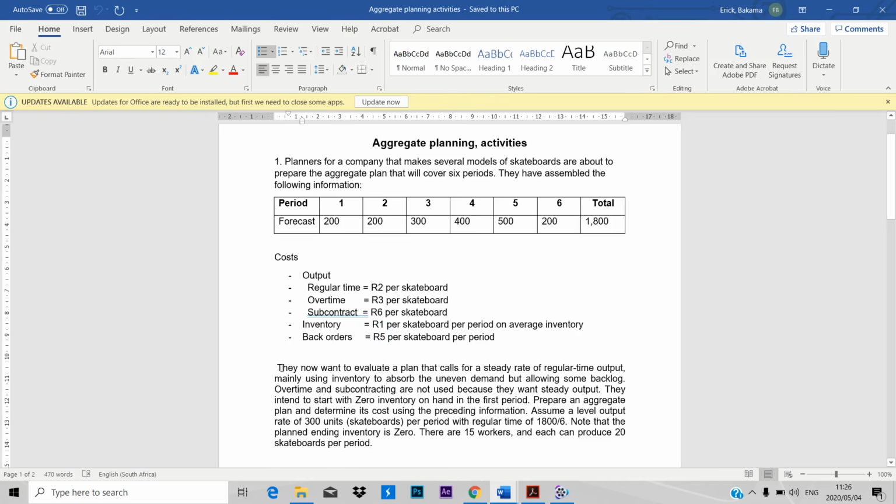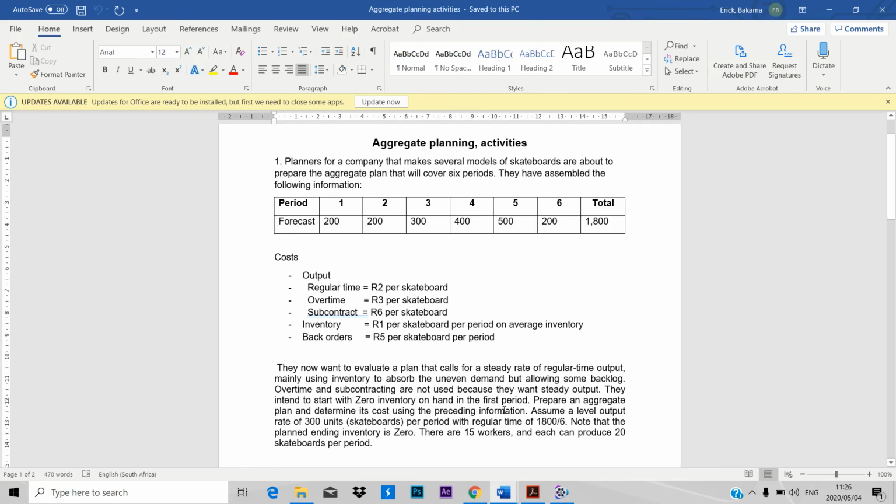So they say that the company now evaluates the cost for a steady-rate regular-time output, mainly using the inventory to absorb an uneven demand. Sometimes the company is allowed to use backlog, which is referred to as back orders. Overtime and subcontracting are not used because they want a steady output.